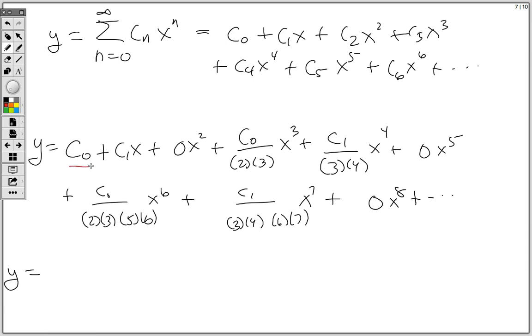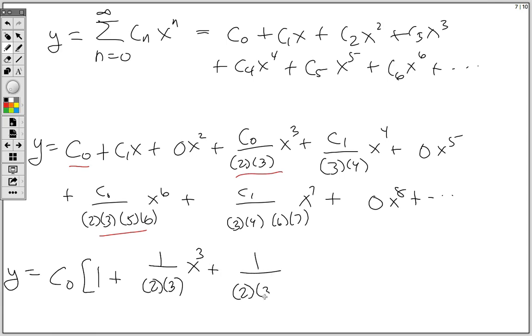So let's get all the stuff that's got c naught in it. I'm going to factor out a c naught, and I've got 1 plus 1 over 2 times 3 x cubed plus 1 over 2 times 3 times 5 times 6 x to the sixth plus, and then we'll leave space here because we'll try to figure out the pattern.